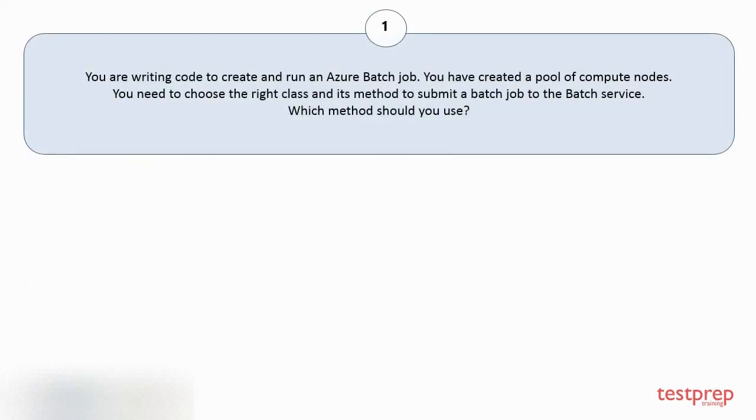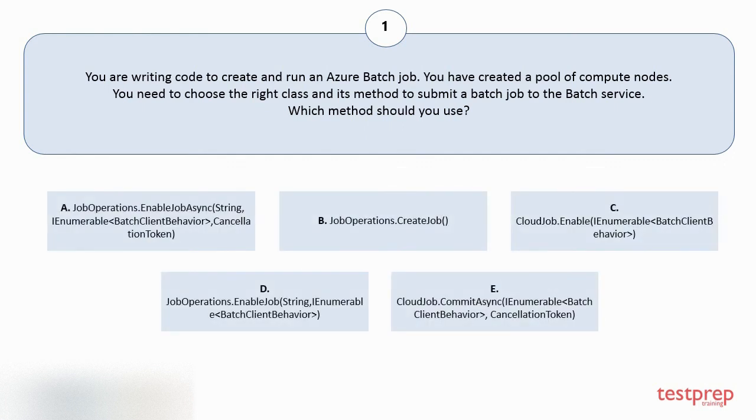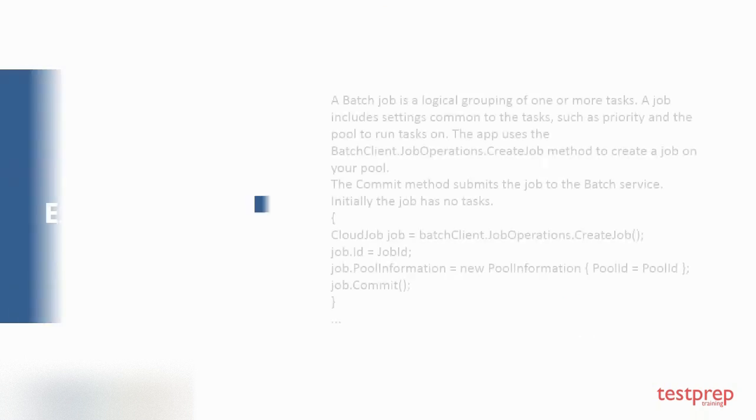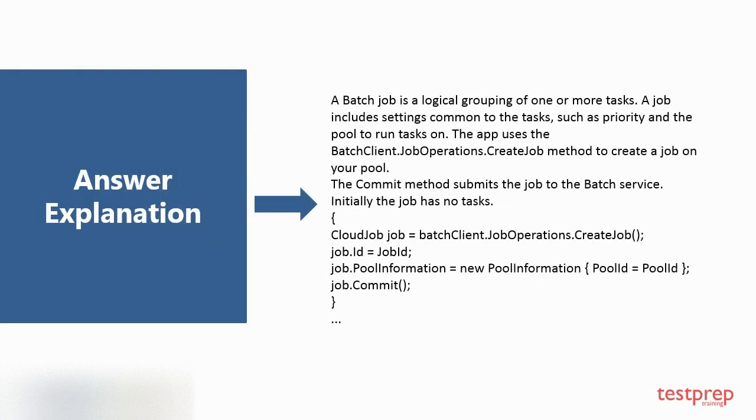You are writing code to create and run an Azure Batch job. You have created a pool of compute nodes. You need to choose the right class and its method to submit a batch job to the batch service. Which method should you use? Your options are. The correct answer is option E. You can refer to the following for the explanation of the answer.